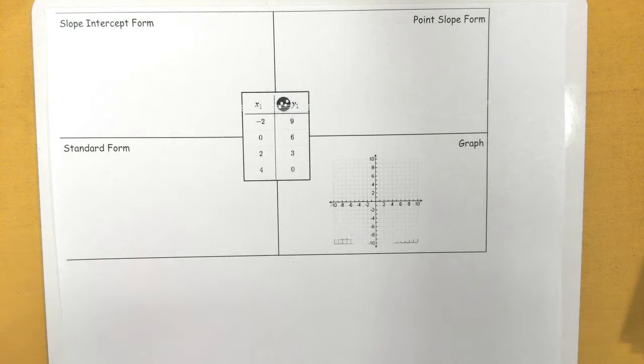Hello class, we're going to move on to our second Frayer model, and this is when we are given not just a point and a slope, we are given a table this time. And so when we're given a table, there are a few things that we can do. We can find the rate of change, or we can pick 2 points to find the slope using slope formula. So I'm going to actually pick 2 points and use slope formula instead.